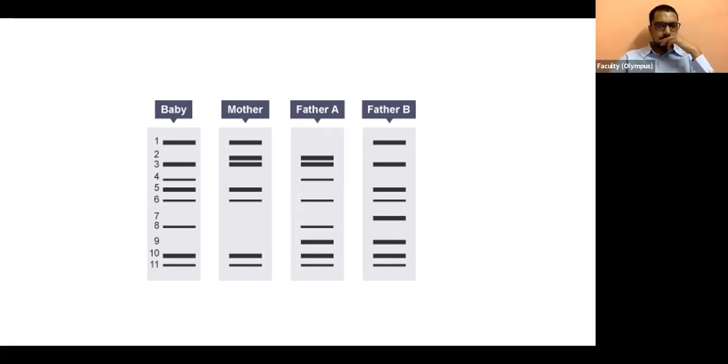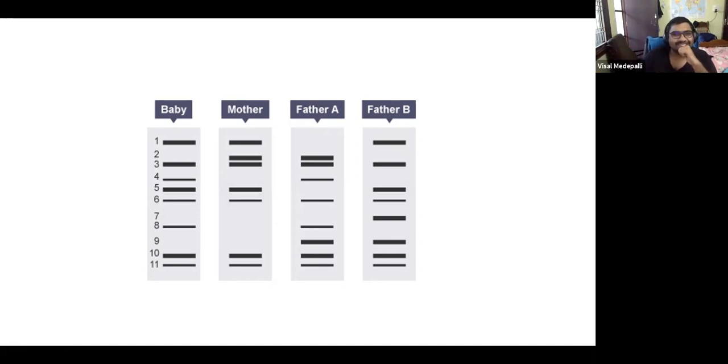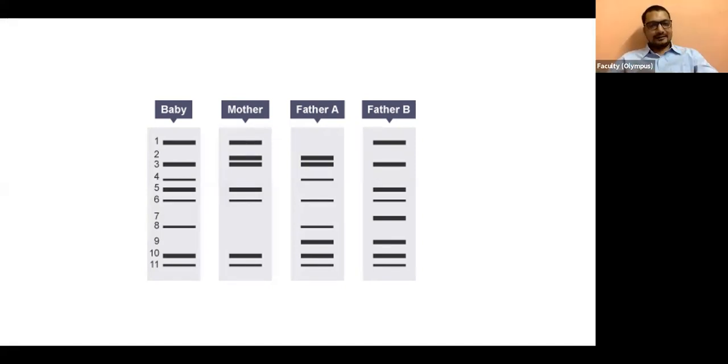Father A. Okay. Father B. Okay, let's see. Okay, let's go with a few bands. In the baby, this band is with the mother, also a similar band because it's far away, not present in father A. Okay, one band is missing in father A from the baby, but mother has it. So we can rule out, it doesn't have to be present in father A, but B has it. So this doesn't prove anything.